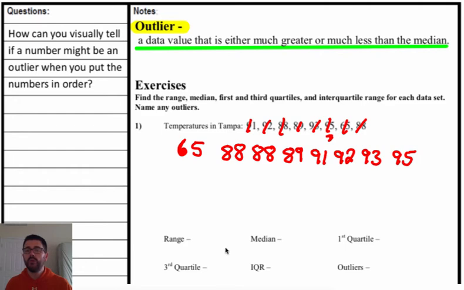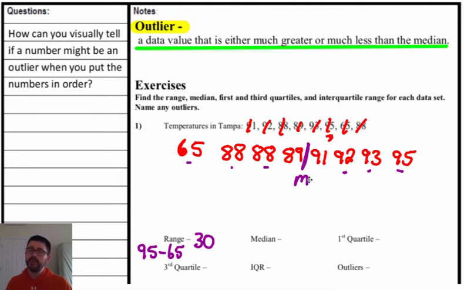So first thing, the range, the high minus the low. 95 minus 65 is 30. That one's nice and easy. Now we're going to find our median. We're going to look to the middle. So we're going to mark on either end. But notice this time I have 2 left in the middle. Okay? So my median is going to be in between those 2 numbers. That's going to be my median.